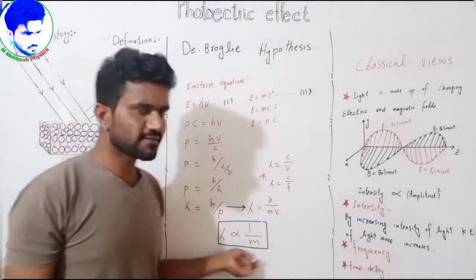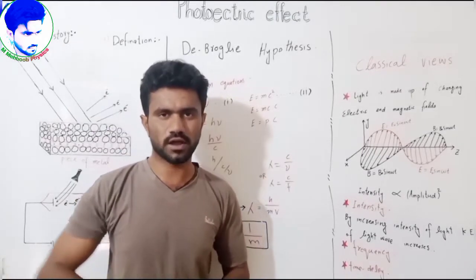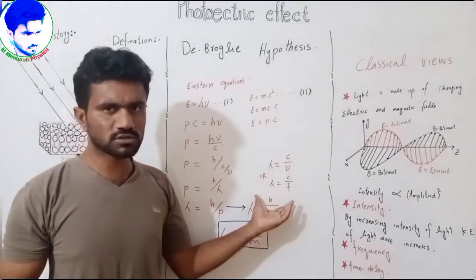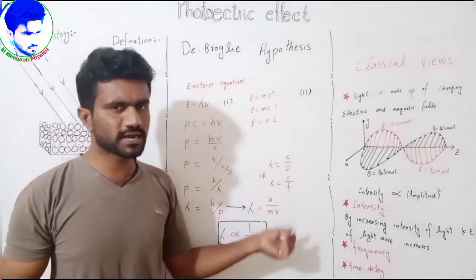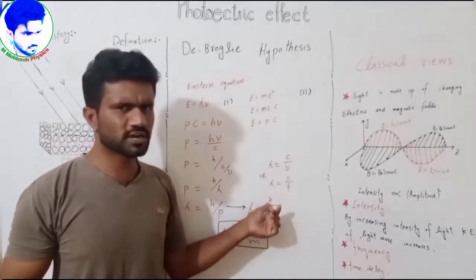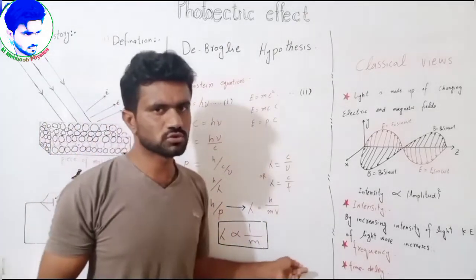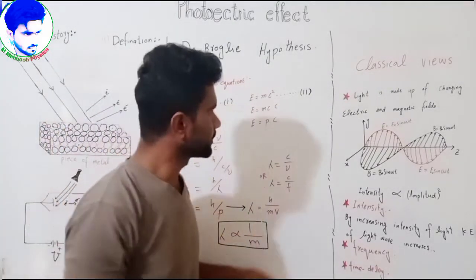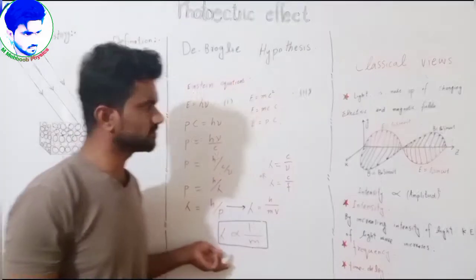So if the mass is greater, the wavelength will be so small that we cannot observe the wave nature of objects bigger than an electron, because the Planck's constant value is so small. If we have an object whose mass is comparable to the Planck's constant value, then the wavelength will be visible. Otherwise the value will be so small that we cannot observe it. The wavelength will be negligible for a greater mass, because the relation between wavelength and mass is inverse.